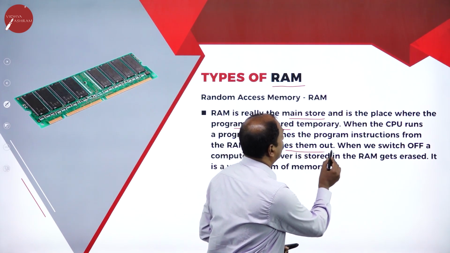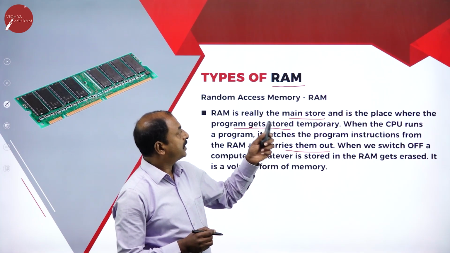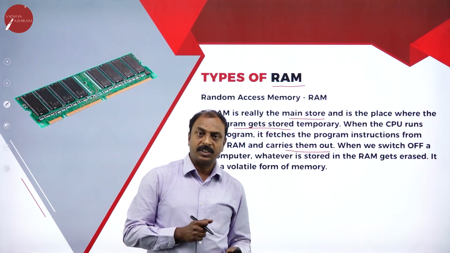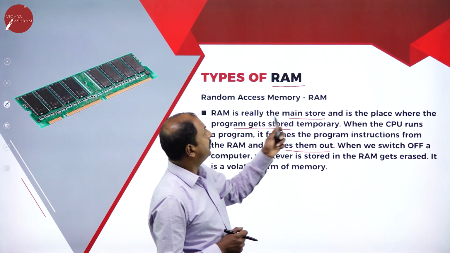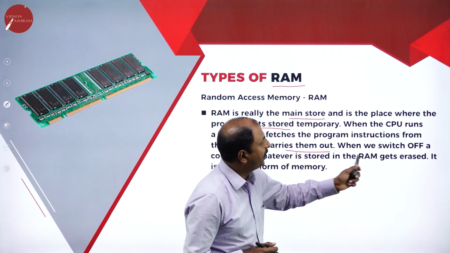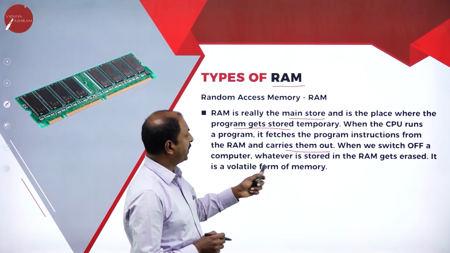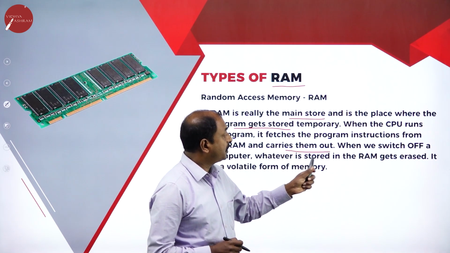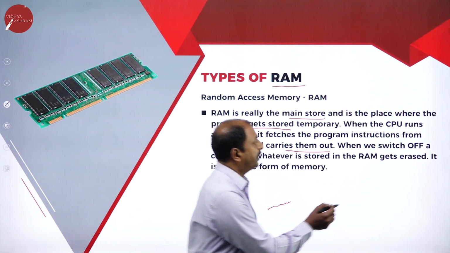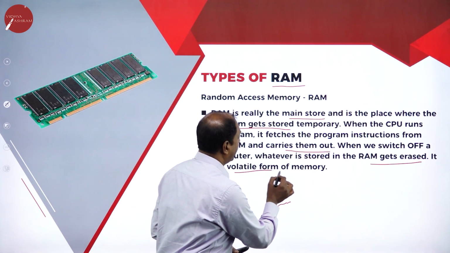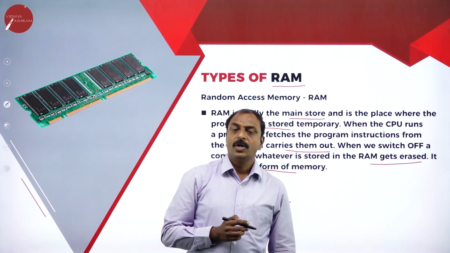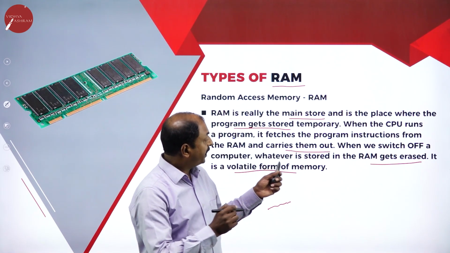So how is it going to work? Actually the CPU fetches the instructions from this RAM. And when we switch off a computer, whatever is stored in the RAM gets erased, and it is a volatile form of memory. So this is volatile memory.